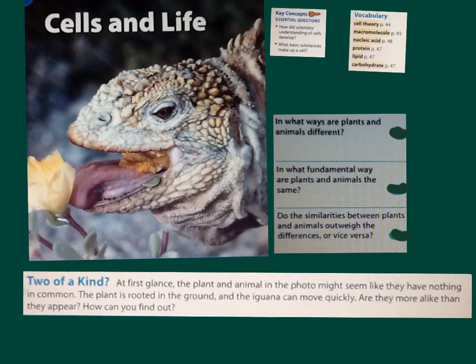The second one, in what fundamental way are plants and animals the same? Are there ways that they are the same? And the third one that's right here, do the similarities between plants and animals outweigh the differences or vice versa? This is more of your opinion, but it is information that I want you to provide to me in your science journal. So go ahead and take a look at the picture, look at the questions, and use your prior knowledge to answer that information. Now again, go ahead and stop this recording, write those questions down in your science journal, and answer them.